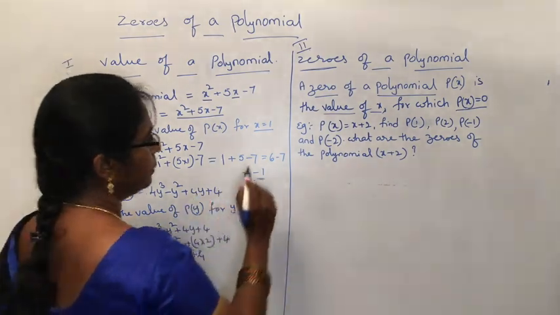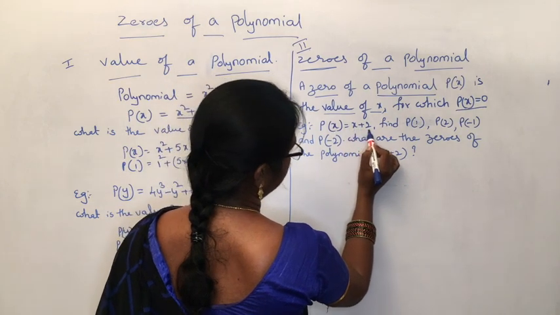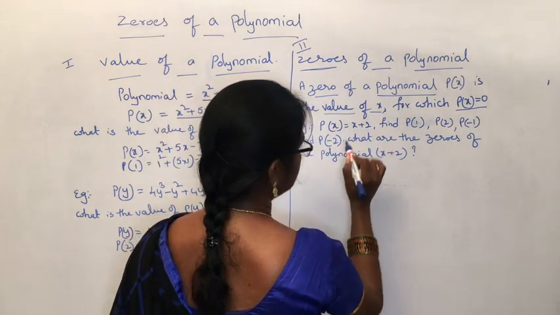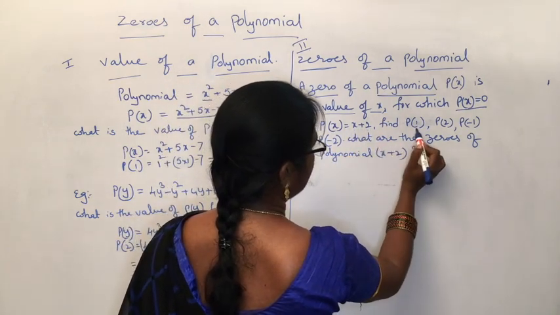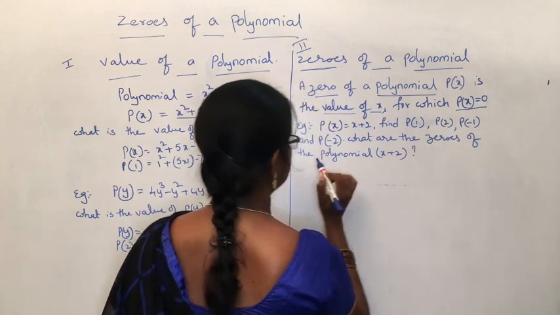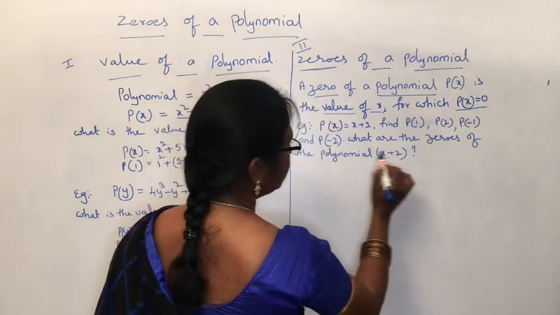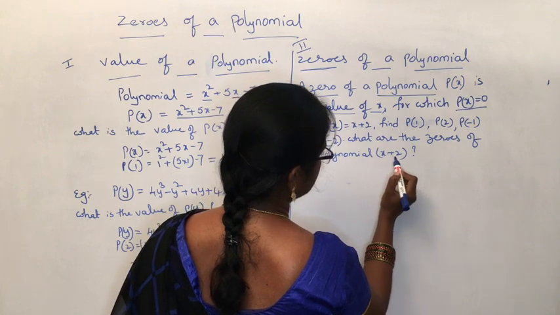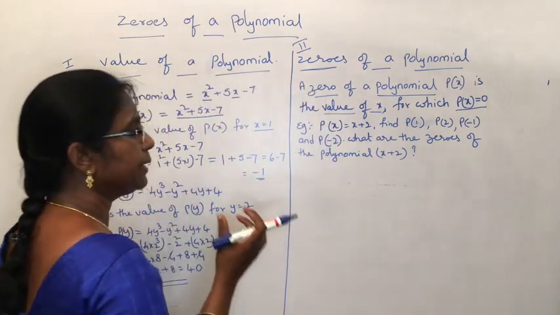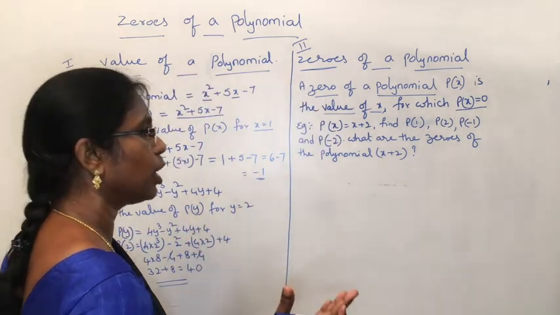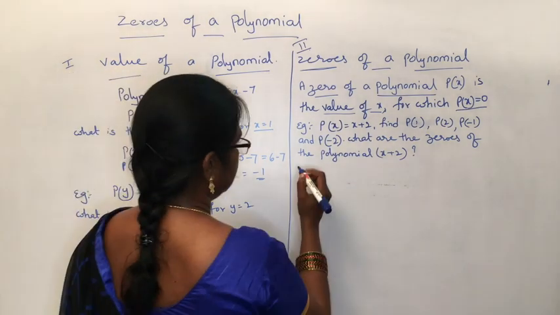Suppose, for example, p of x is equal to x plus 2. What is the polynomial here? x plus 2. Find p of 1, p of 2, p of minus 1 and p of minus 2. What are the zeros of the polynomial x plus 2? In this, which become zeros and which are not zeros of the polynomial?